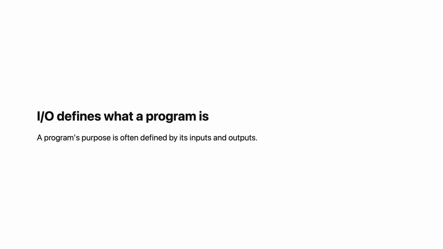When designing a program, start with input and output. What data will you receive? What data will you produce? The answers shape everything else.